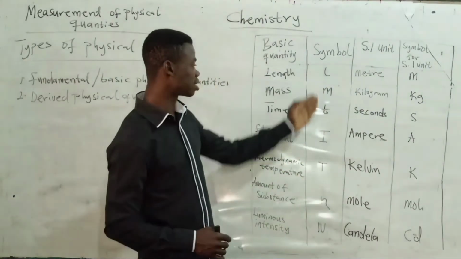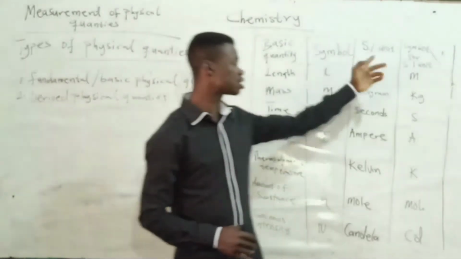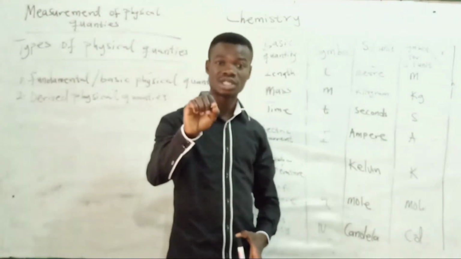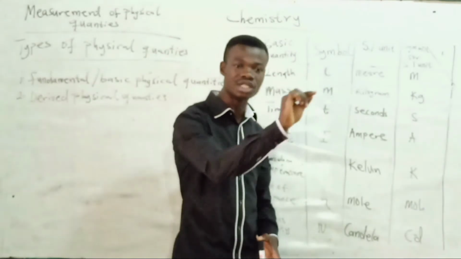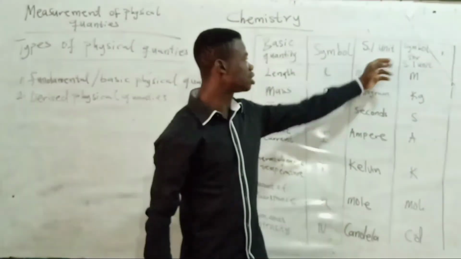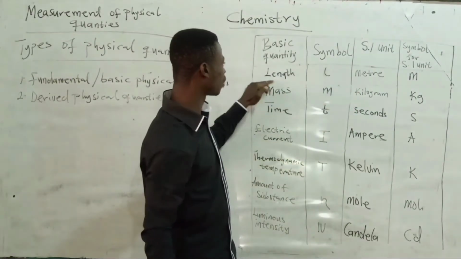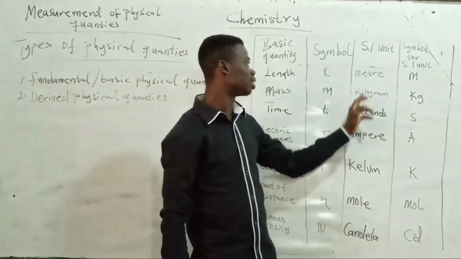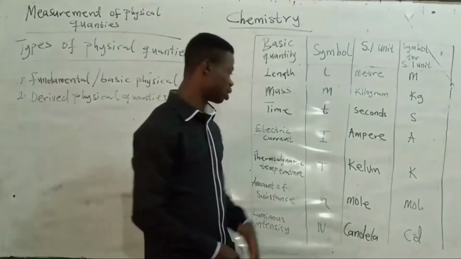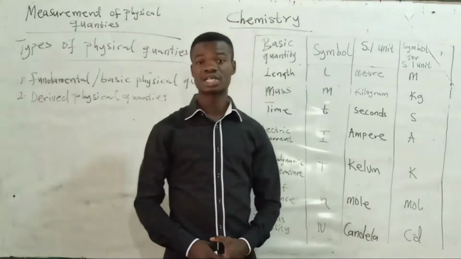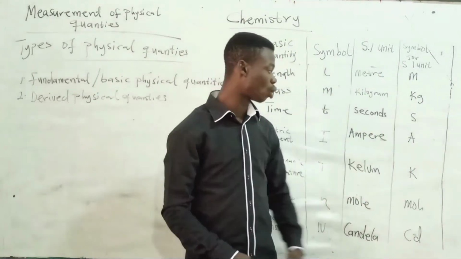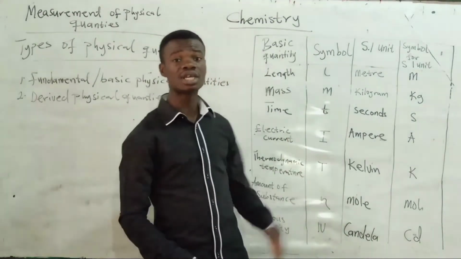These are the symbols for them. And then we have SI units. Somebody may even ask, what is SI unit? SI unit stands for International System of Units. I want you to take note of that. The SI unit for length is meter, that of mass is kilogram, that of time is seconds, that of electric current is ampere, that of thermodynamic temperature is Kelvin, that of amount of substance is mole, and that of luminous intensity is candela. And these are the symbols of the SI units of the basic quantities.